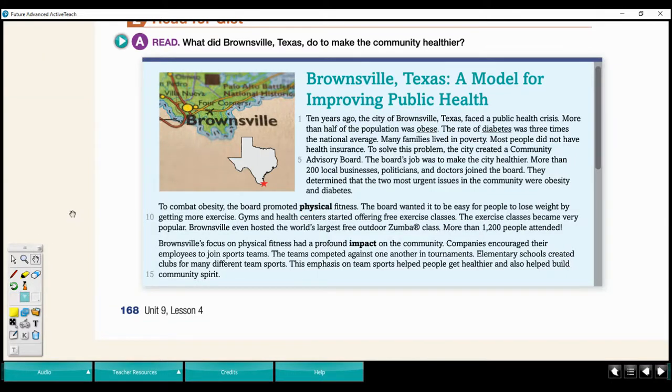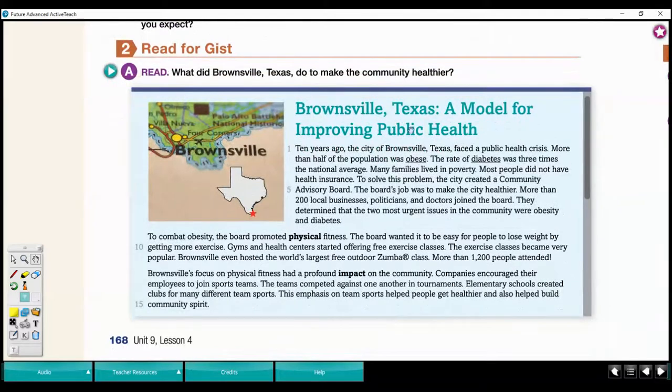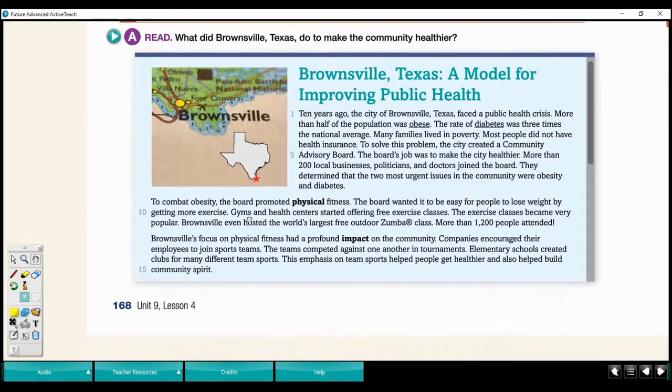Unit 9, Lesson 4, looking at the article "Brownsville, Texas, a Model for Improving Public Health." We're going to see how the author has organized this article in block format, and we're going to read like a writer. First, the author has the introduction.